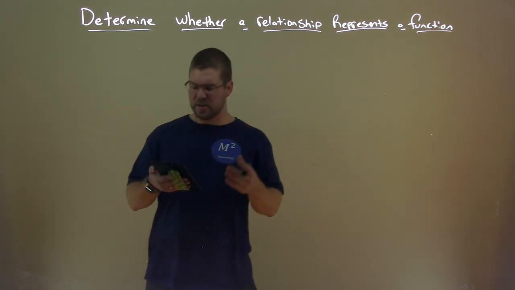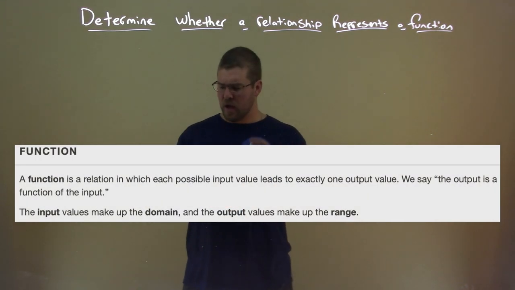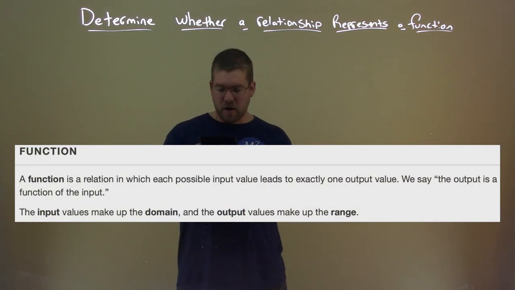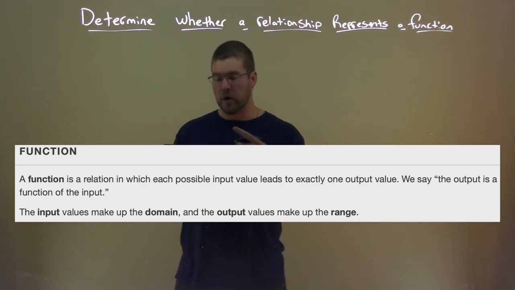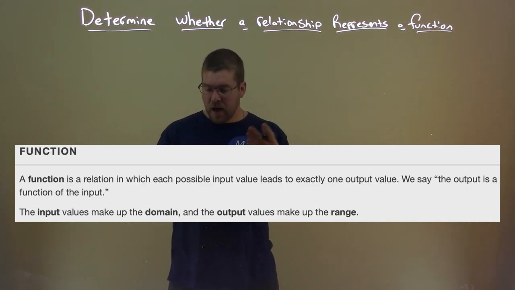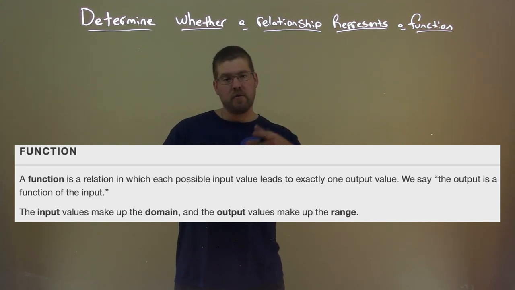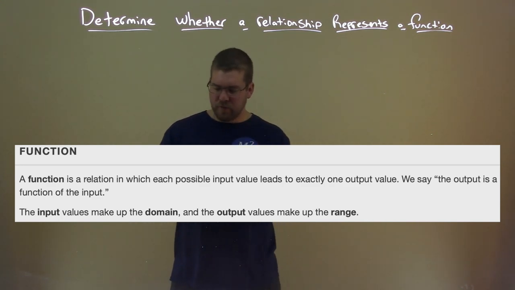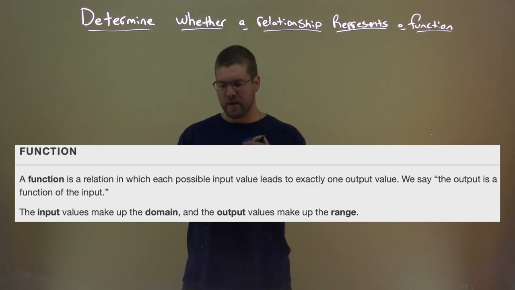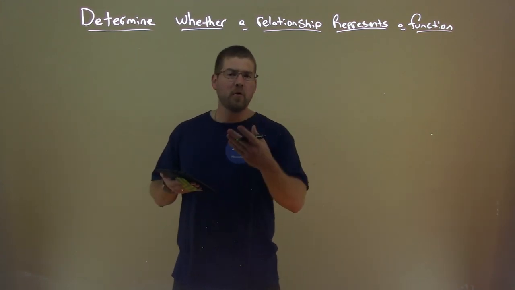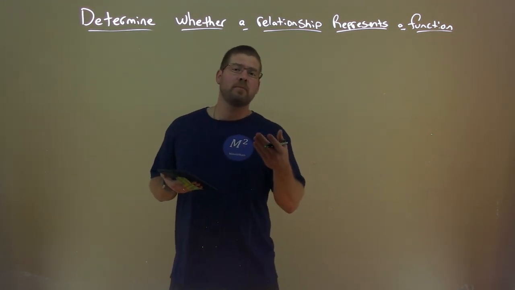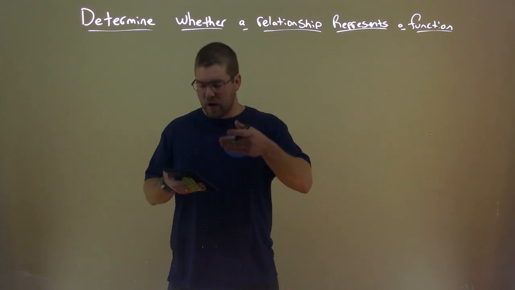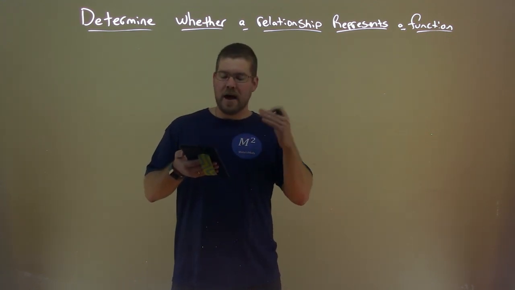So let's go through a definition here. A function is a relation in which each possible input value leads to exactly one output value. We say the output is a function of the input. The input value makes up the domain, and the output value makes up the range. So hopefully you're familiar with domain and range: domain makes up the input, while the range makes up the output.